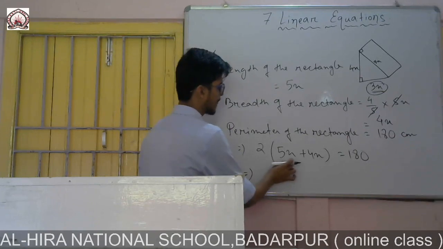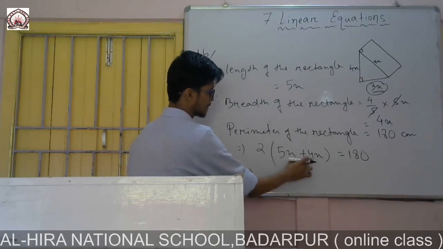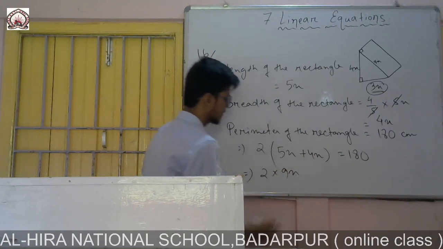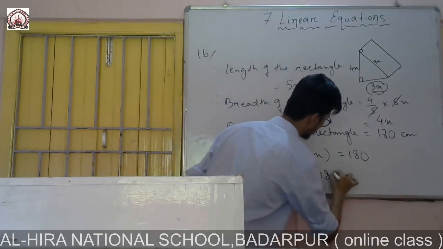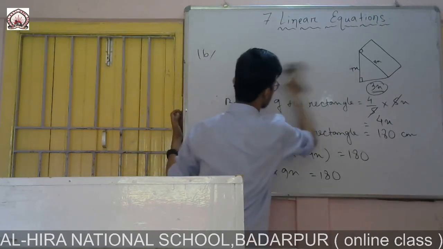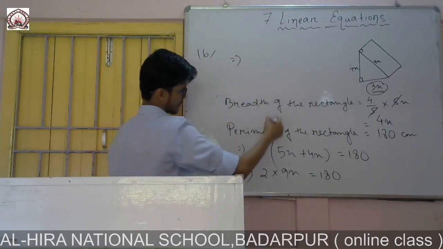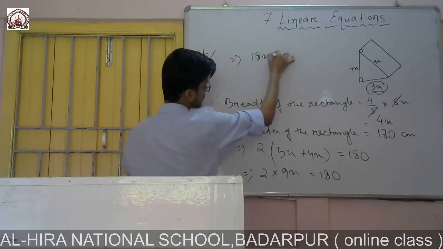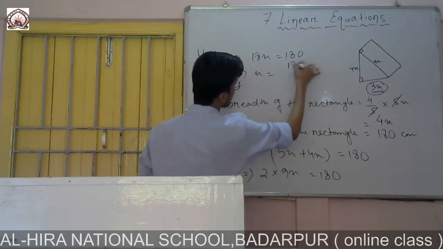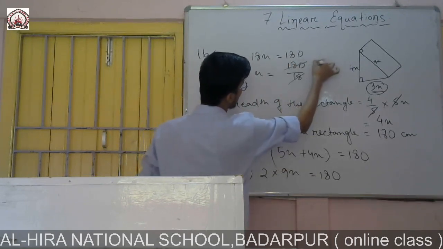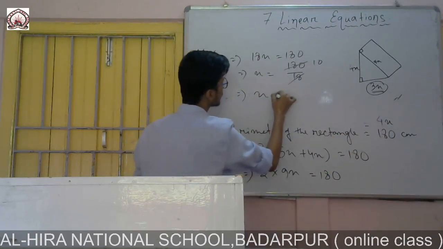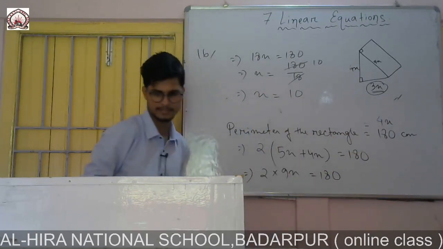Okay, 5 plus 4 is 9, and 9 to 0. Let me write one line more. It is 9x equals 180, which implies 2 nines are 18x equals 180, so x equals 180 by 18. 18 tens are 180. That means the value of x is 10.